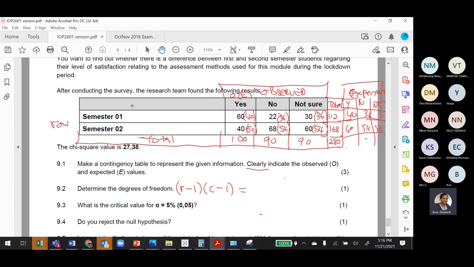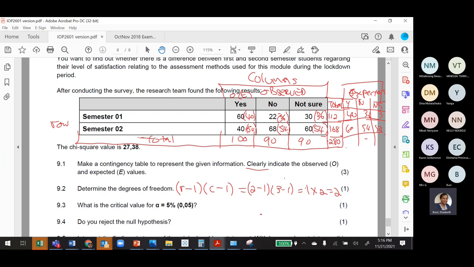Okay, so how many rows? These are rows and these are columns. How many rows do you have? Two. There are only two, so it's two minus one. How many columns do you have? Three. There are three columns minus one. So two minus one times three minus one. It's one times two, which is equal to two. So that is your degrees of freedom.